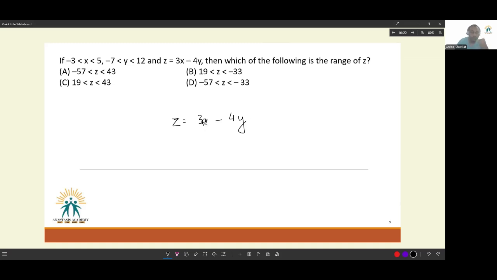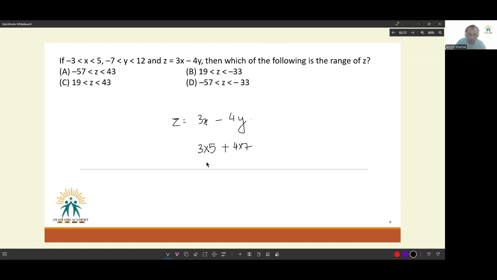What is the largest value x can take? The extreme absolute largest value x can take is just under 5. So let it be 5. 3 into 5. Now from this, we are subtracting 4y. But I can maximize this. I can either take 4 into 0, or I can maximize this by doing minus 4 into minus 7, which gets me to 4 into 7.